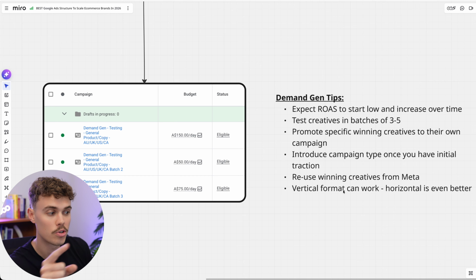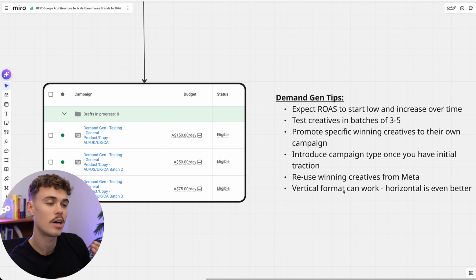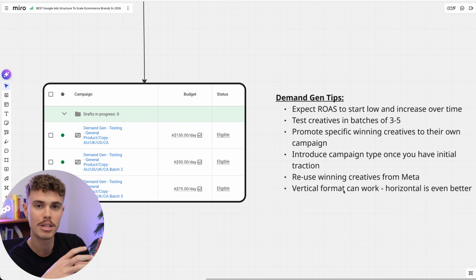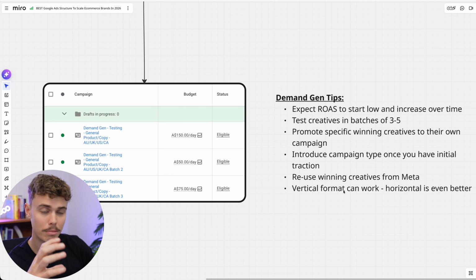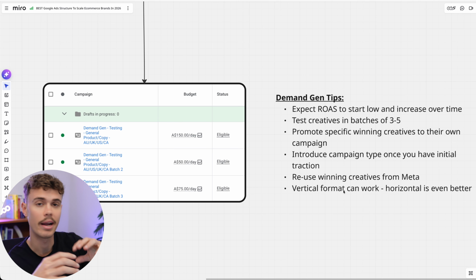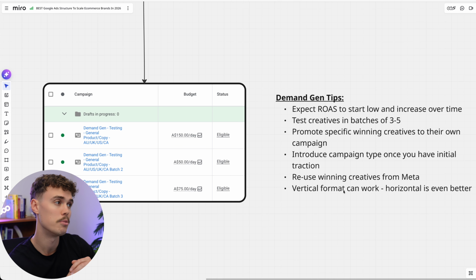Vertical format can work, but horizontal is even better. Like I said, you can reuse vertical format creatives from Meta, but if you start to see winners emerging on a consistent basis with similar traits, where they seem to have the same formats or the same kind of angles or the same personas, then you should start to build out YouTube native ads. So horizontal format, 16:9, ads for both pre-roll, like unskippable ads, 15-second ads, even some 60-second, 30-second ads, just to get in that YouTube native format, because they can do really, really well.